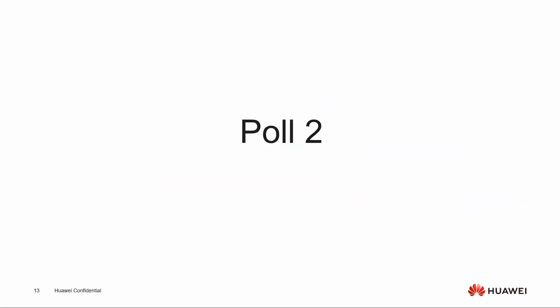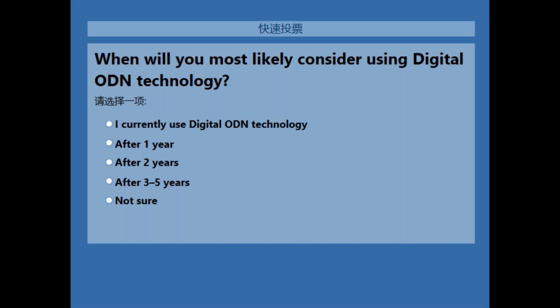Okay, this is the second poll. Hebe, can you help me? Yes. Hello, everybody. Right now, we'll start the second poll. The question is, when will you most likely consider using digital ODN technology? We have provided 5 answers for you. Currently, maybe you already use the digital ODN technology. Second, maybe after 1 year, after 2 years, after 3 to 5 years, or maybe you are not sure about it. Okay, let's stop and have a look at the result.